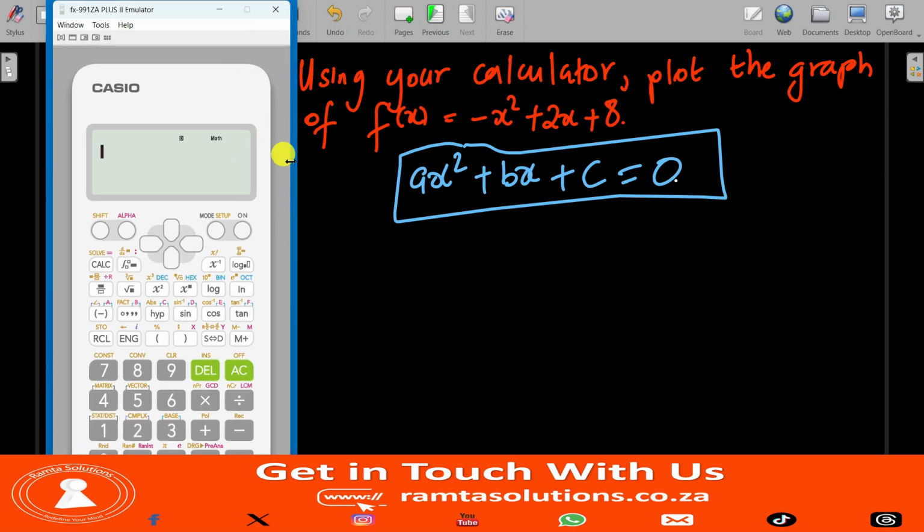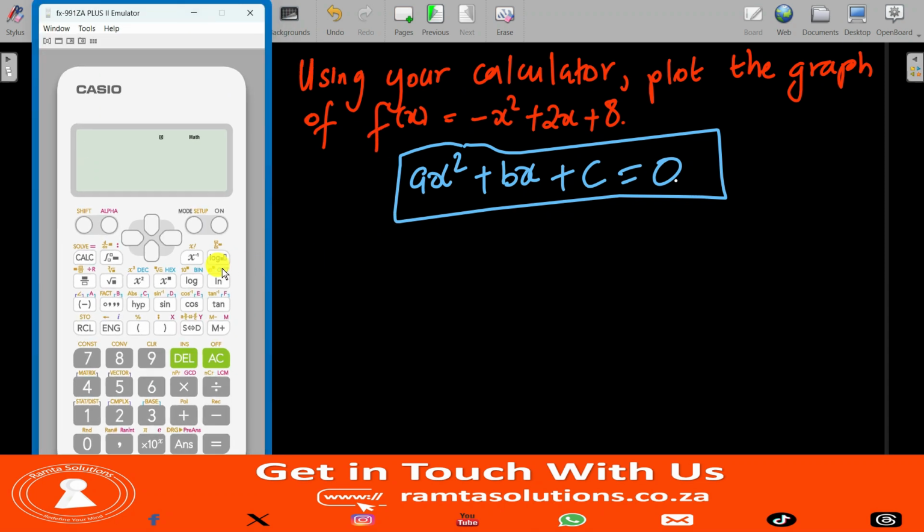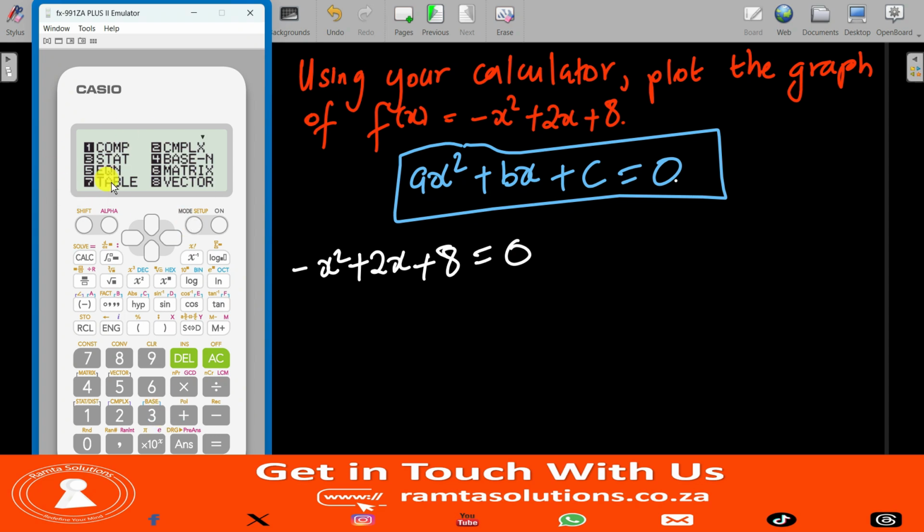Our equation is negative x squared plus 2x plus 8 equals 0. You're going to input this into your Casio calculator, and I assure you, you will be drawing your perfect quadratic graph. Let's start. In order for you to do this, you go to mode and you look for equation.